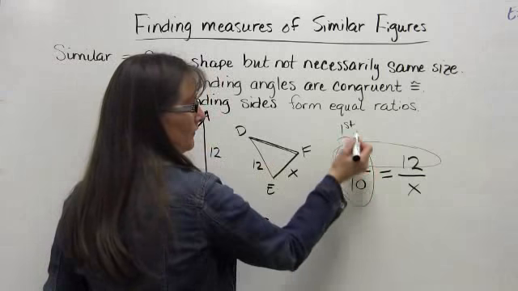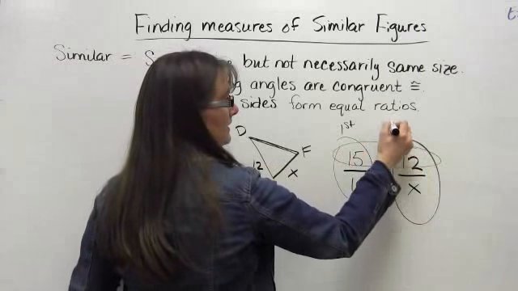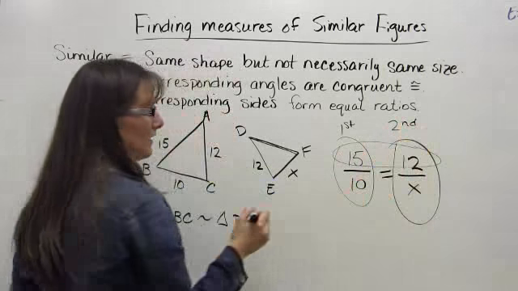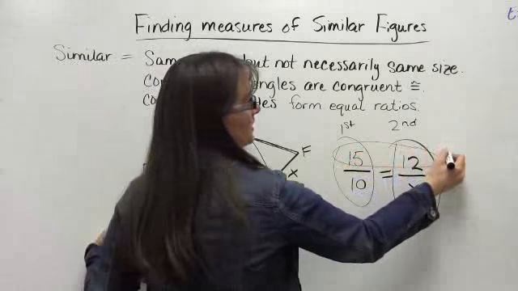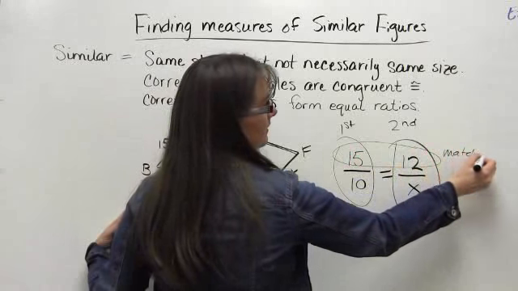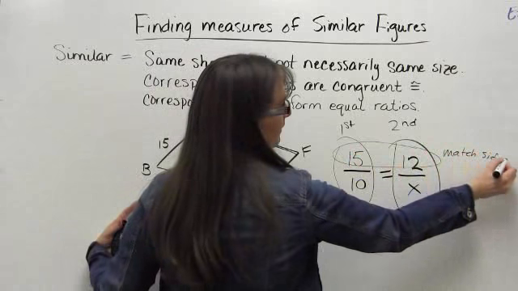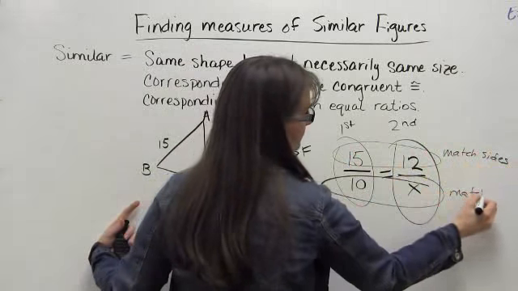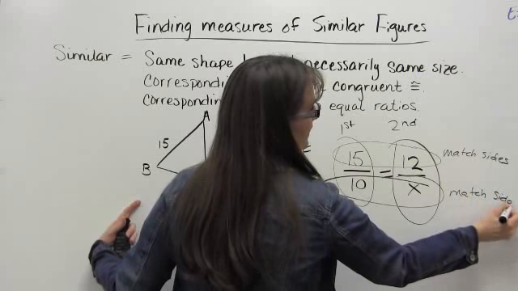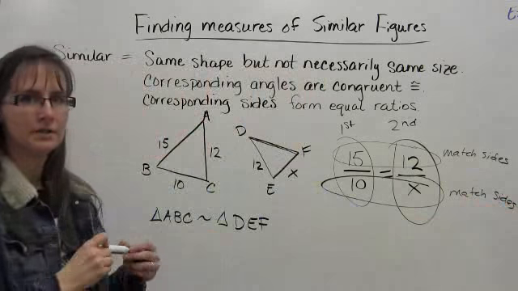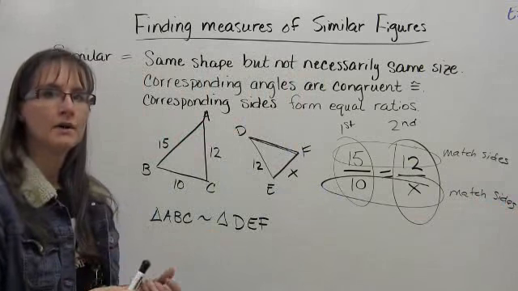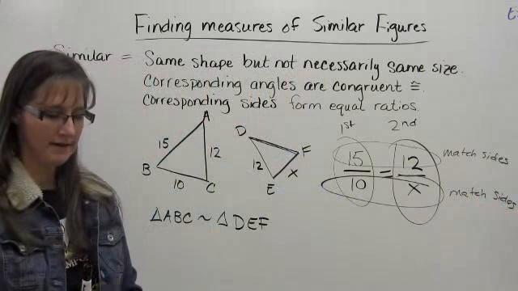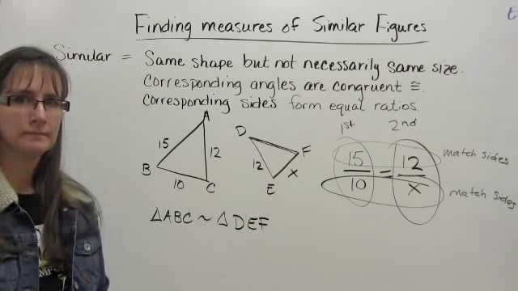So again, first triangle, second triangle, matching sides here, and matching sides here. So now I'm ready to go ahead and solve this proportion. We'll do that by cross-multiplying and then dividing. Let's see how that works.